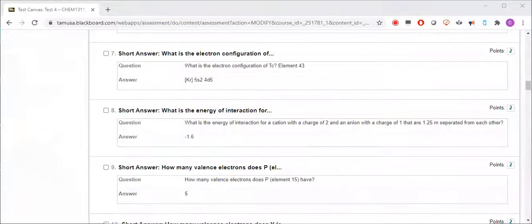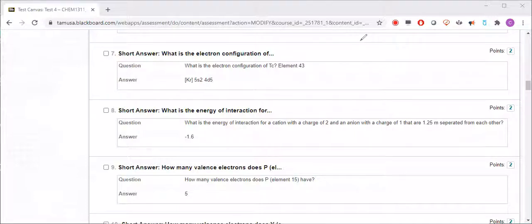What is the energy of interaction between a cation with charge of 2 and anion with charge of 1? So if it's an anion, that means it's negative. So it's minus 1. They're separated by 1.25 meters. So Q1 multiplied by Q2 divided by R. So 2 times negative 1 divided by 1.25 is negative 1.6.